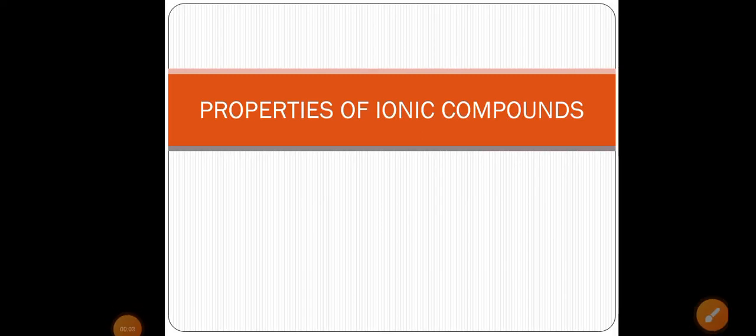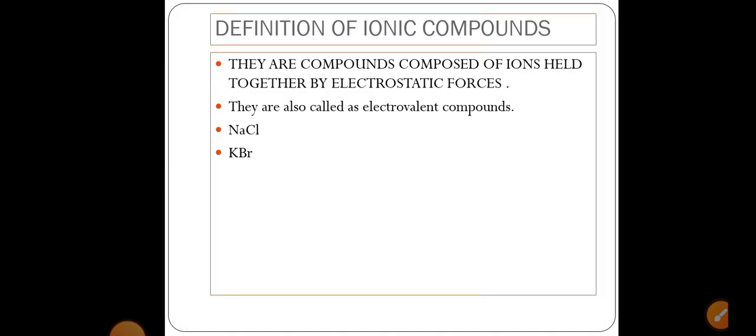Let us learn properties of ionic compounds today. First, let's go through the definition. They are compounds composed of ions held together by electrostatic forces. They're also called electrovalent compounds. So let's take this example.